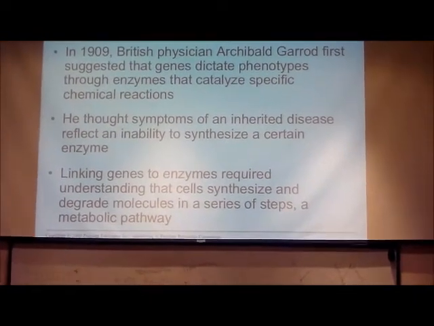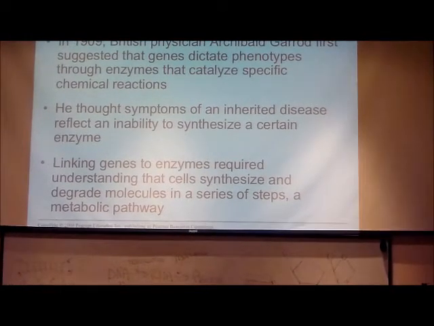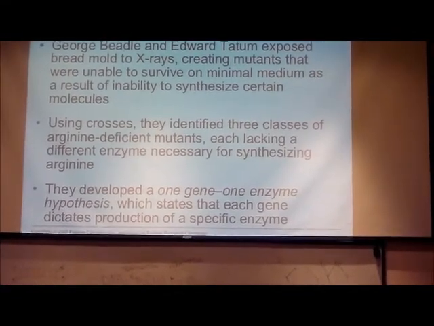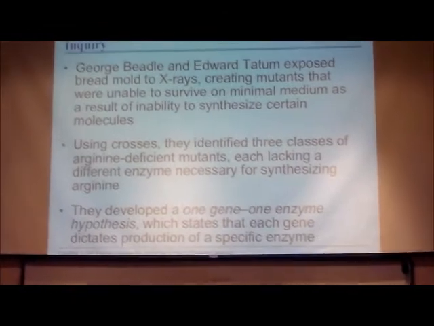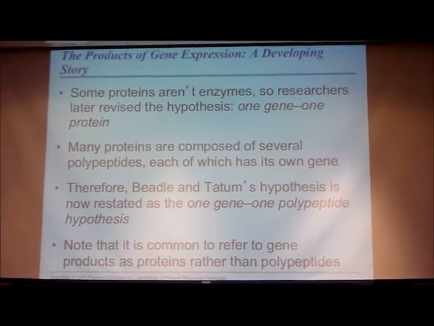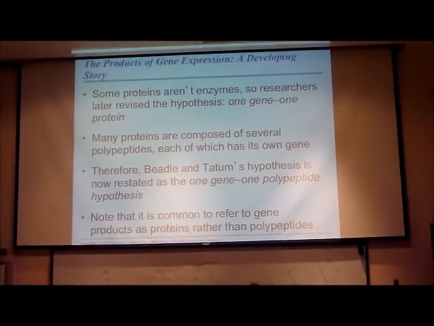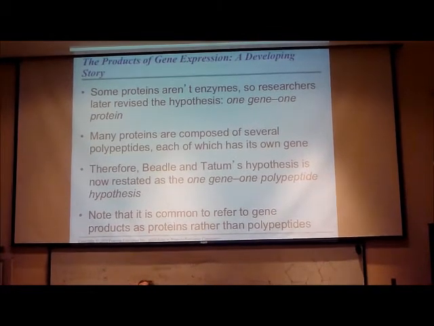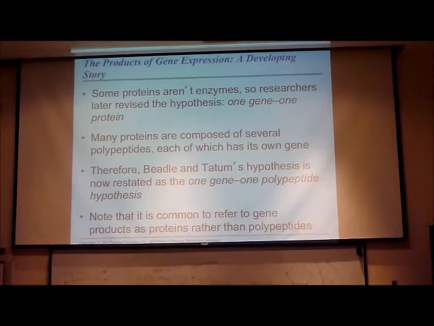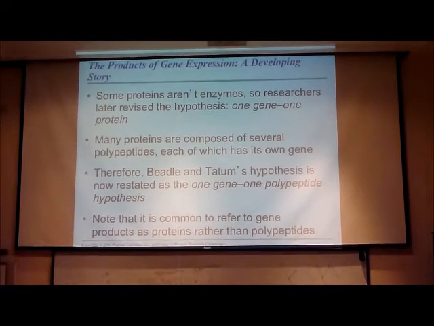Good starting hypothesis, and it was later fleshed out to be a single gene, single protein hypothesis. But some proteins aren't enzymes, so it was reestablished as one gene, one protein. But then they were like, well, wait a minute. A lot of proteins are actually quaternary structures composed of multiple polypeptides. So then it became the one gene, one polypeptide hypothesis.